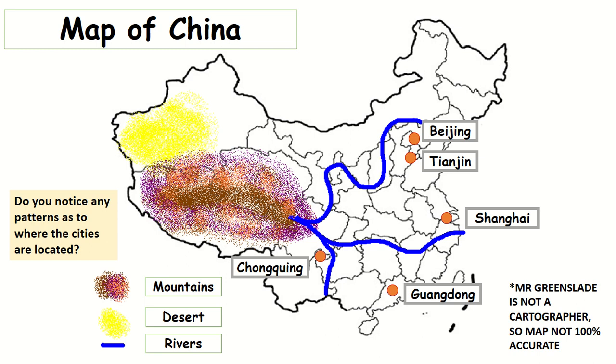So the major cities in China are Shanghai and Beijing, probably the 2 most famous ones. Guangdong is also a very large city in the south of China. The question I'm going to ask you, have a little pause of the video here, is: do you notice any patterns as to where the cities are located? Okay, so let's pause the video. Any patterns as to where the cities are located?